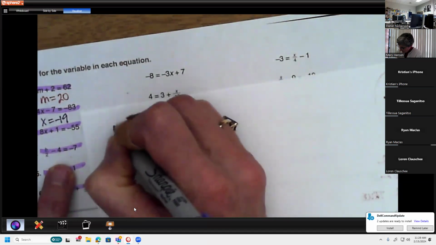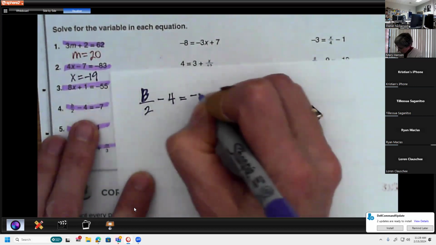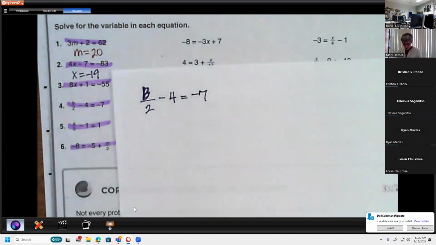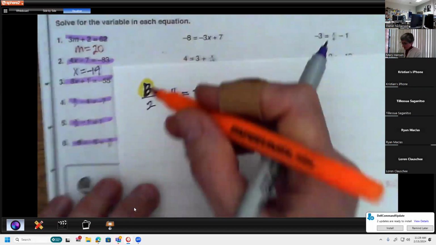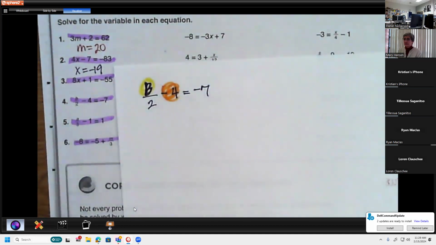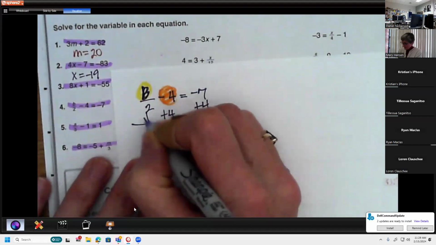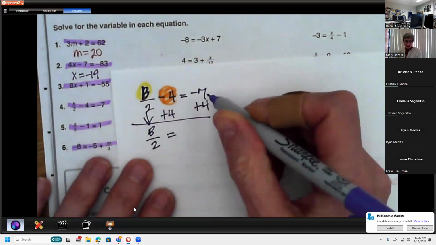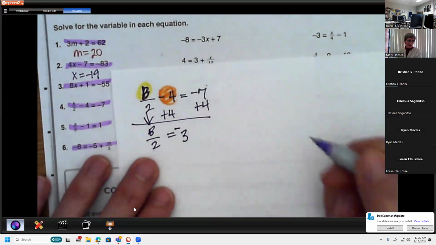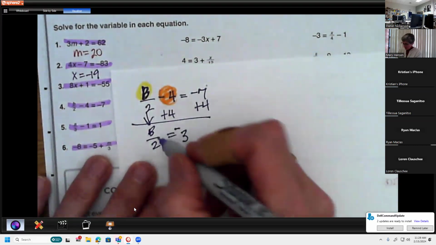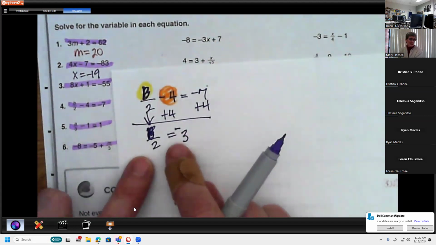I'm gonna change this to a capital B because my lowercase b's look like 6s. B over 2 minus 4 equals -7. Okay, so B is my variable. I want to deal with -4 first. Opposite of subtracting 4 is adding 4 or +4. So B over 2 comes down. -7 plus 4, signs are different. So I subtract, keep the sign of the 7 because 7 is bigger than 4. So now my B looks like an 8. I have B over 2 equals -3.